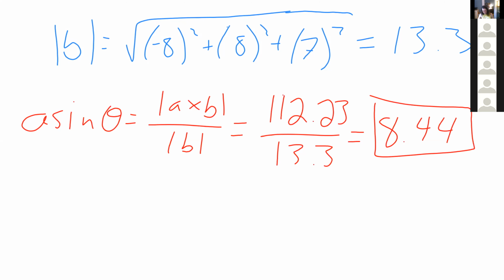And of course, as I mentioned, the other way to do this is if you want to use the dot product definition to find theta, you could have just found the magnitude of A and multiplied by the sine of theta. And then, yeah, and that's it.